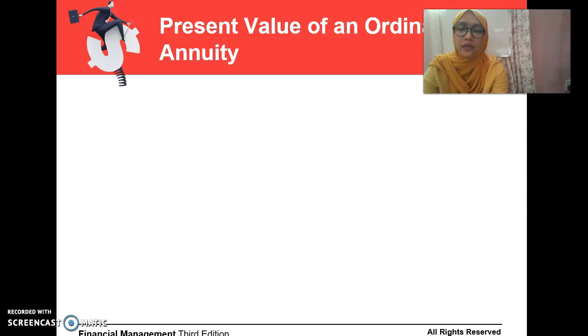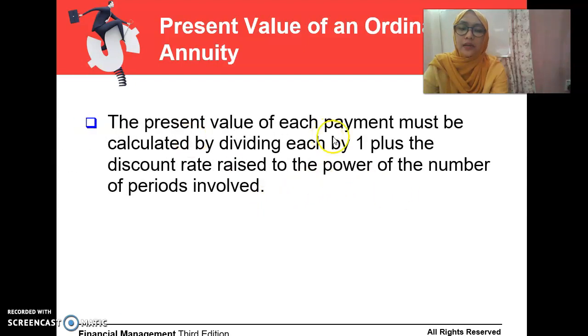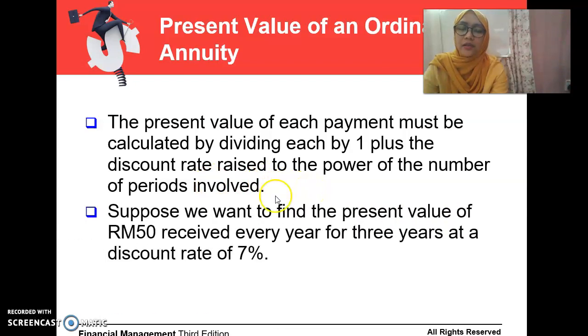Present value of ordinary annuity. The present value of each payment must be calculated by dividing each by 1 plus the discount rate raised to the power of the number of periods involved. Suppose we want to find the present value of RM50 received every year for 3 years at a discount rate of 7%. So we want to find the present value of 50 ringgit which we receive every year, for 3 years, at a discount rate of 7%.